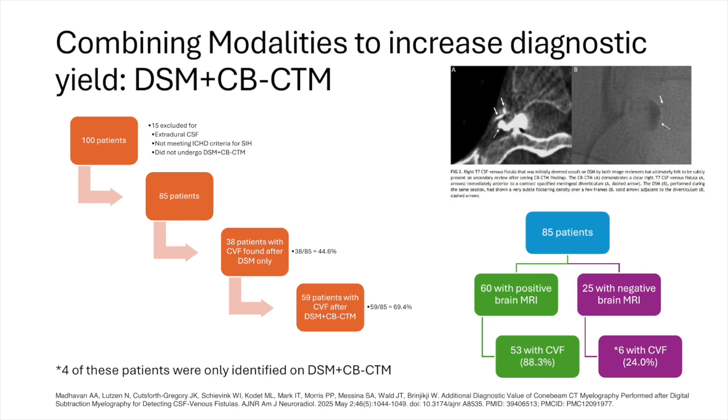So one of those outliers had an interesting technique of combining modalities to increase diagnostic yield, using DSM and cone beam CTM. They had 100 patients, 15 were excluded for extradural CSF, or patients that didn't meet SIH criteria in the ICHD criteria, or did not undergo both imaging modalities, and they were left with 85 patients.